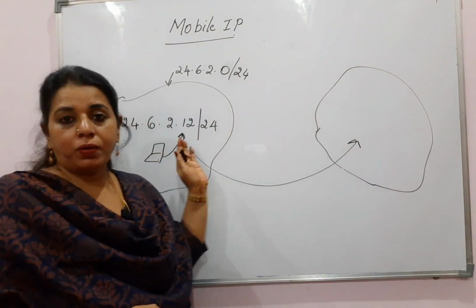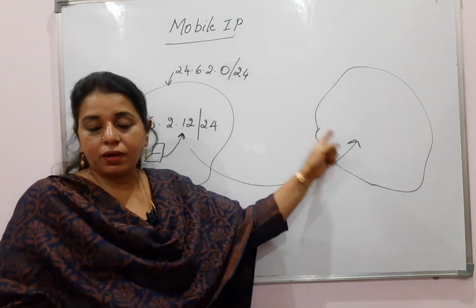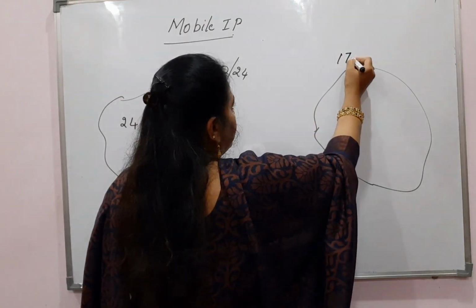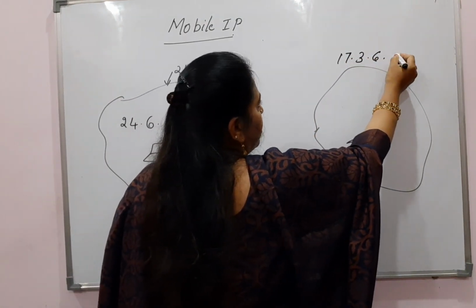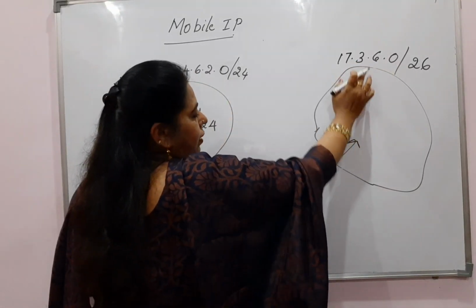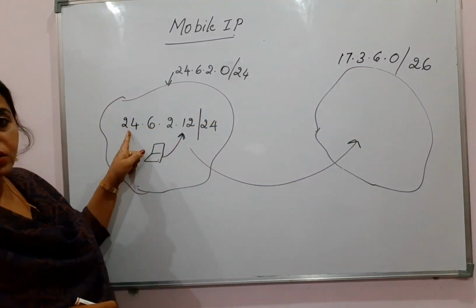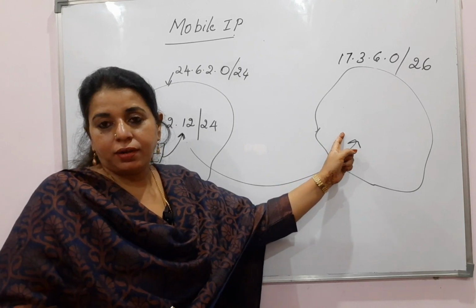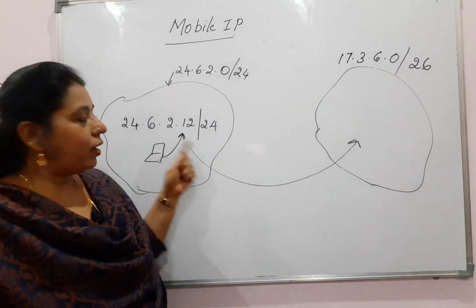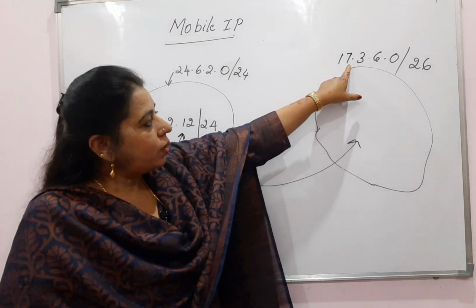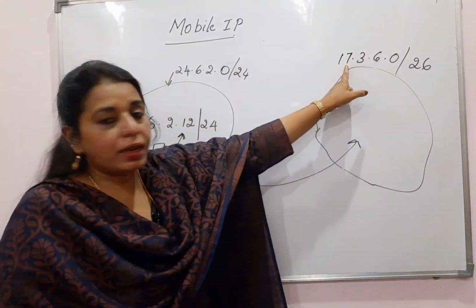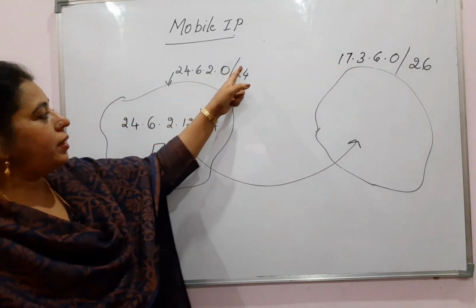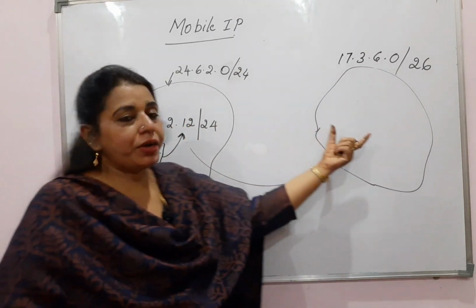So can we think of a host which is moving from one network to another network using the same IP address? Let us assume that this network has an address of 24.3.6.0. The network address is this one for this particular network, but the host has 24.6.2.12 slash 24. If it comes into this network, will it be able to communicate? Definitely not. This particular node has a prefix value 26, its starting range is 17.3, but this network has a starting range of 24.6.2 and its prefix value is 24. So this will nowhere fit here.